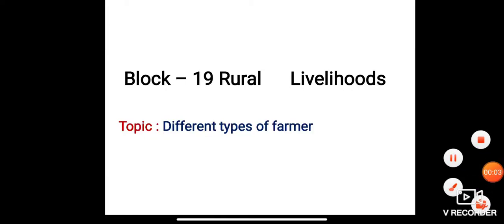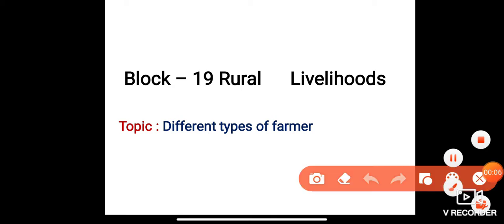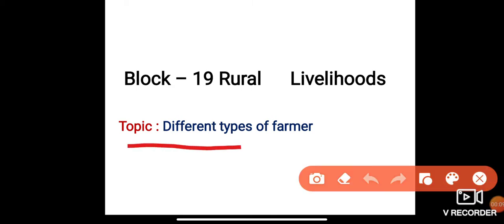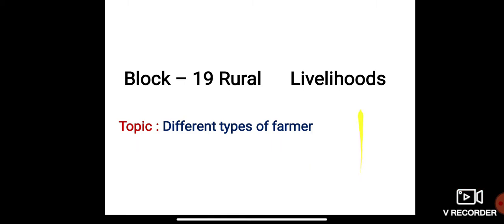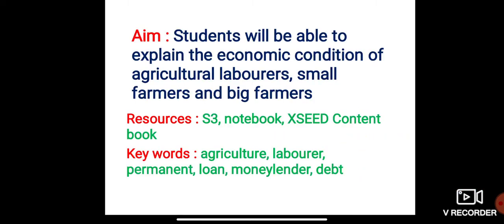So today we will start with a new topic under block 19, that is different types of farmers. Our aim for today is that students will be able to explain the economic condition of agricultural laborers, small farmers and big farmers. Resources needed are the S3 worksheet, S3 notebook, and content book. Keywords for today are agriculture, laborers, permanent, loan, moneylender, and debt.